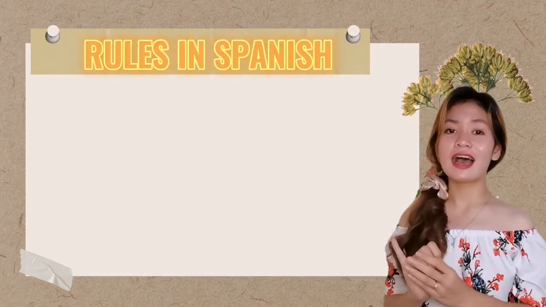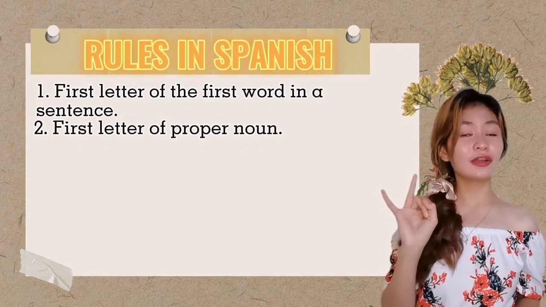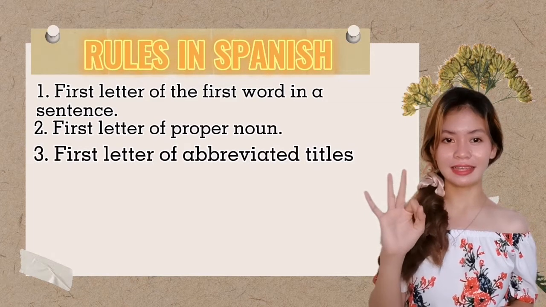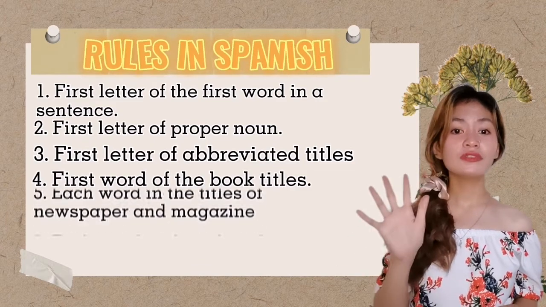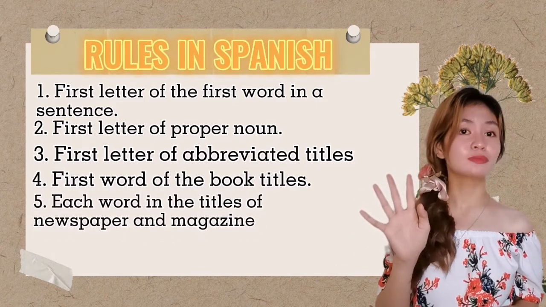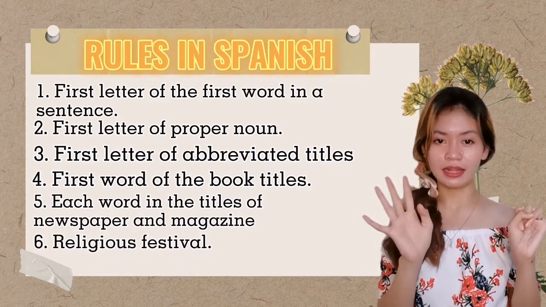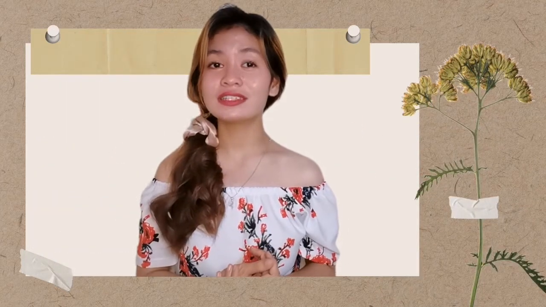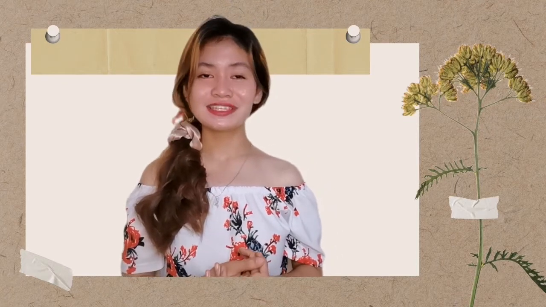So let me summarize all the rules. The first rule is the first letter of the first word in a sentence. The second is the first letter of a proper noun. The third is the first letter of abbreviated titles. The fourth is the first word of a book title. The fifth is each word in a newspaper and magazine name. The sixth is religious festivals. And lastly, holidays. Did you understand, guys? I hope you understand the rules on when you should capitalize letters in Spanish. So, let's move forward.